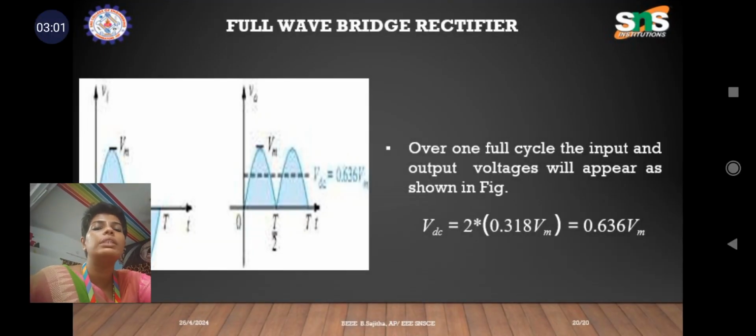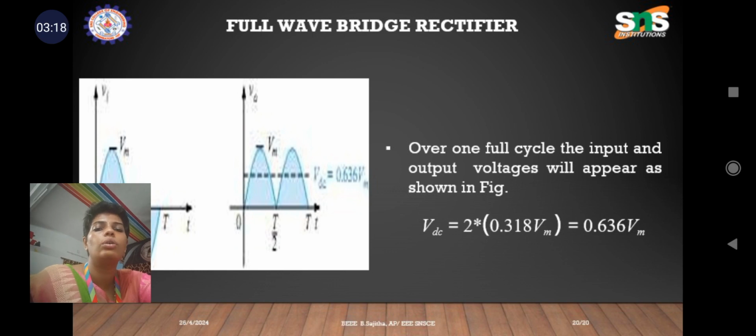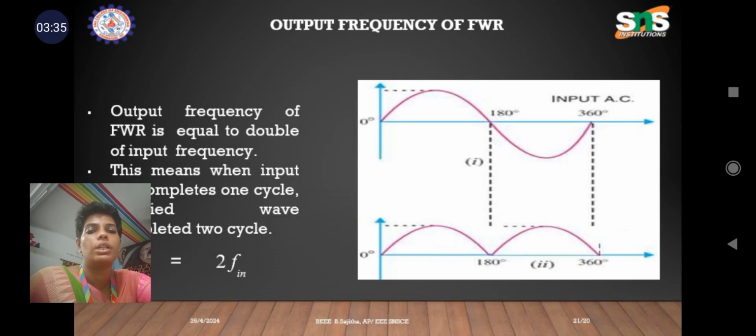Now, once we have determined all this, over one full cycle the output voltage will appear the same in each half. Here Vm is the maximum voltage, whereas VDC is 2 into 0.318 of Vm, which is 0.636 of Vm. This is what is contributed when we use the full wave bridge circuit.